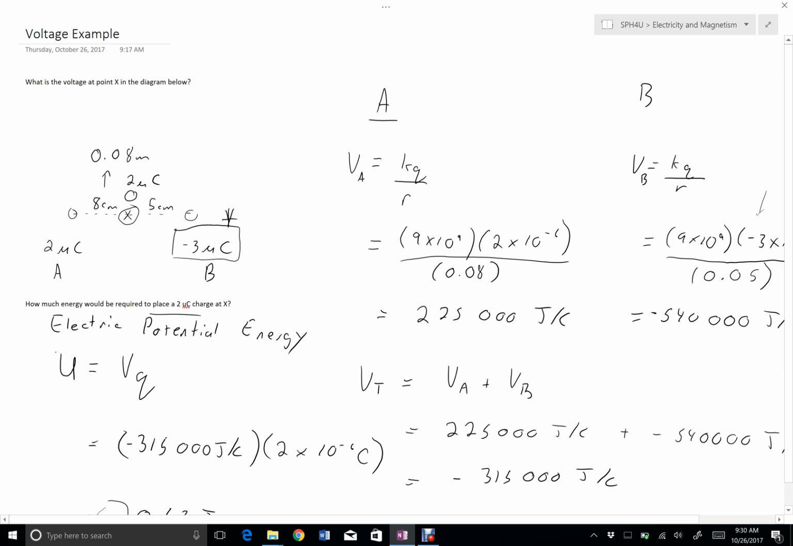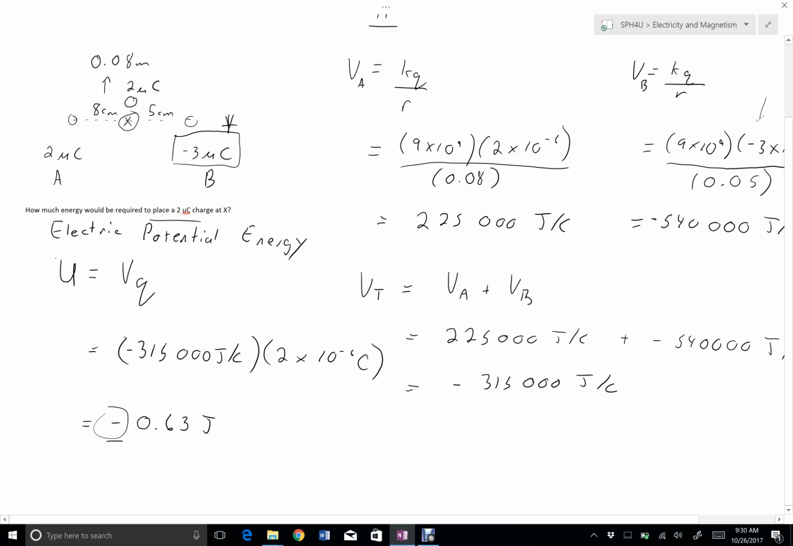So that's how you can find the voltage in any location. You simply find the voltage from each individual charge and add them. Once you have the voltage, you can multiply it by any charge that you want to put at that location to determine the energy. And then if you get a negative, that's what that means in terms of being below or having energy available to other forms. And if you had gotten a positive there, that would have meant it required energy to put the charge at that location.